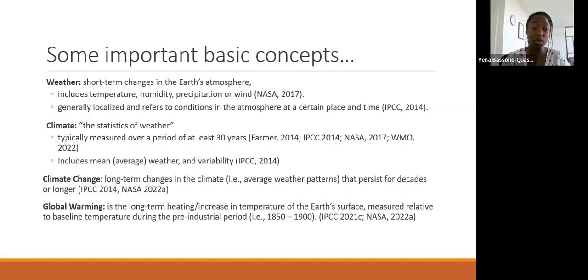In contrast, global warming is a specific phenomenon that refers to the heating or increase in temperature of the Earth's surface, and that's both the land and the water surface. This heating is measured relative to a particular temperature at a particular period in time, and the period in time that's usually used is the pre-industrial period, so from about 1850 to 1900. So really, to summarize, global warming is a result of the climate changing, if that helps put it more into context.